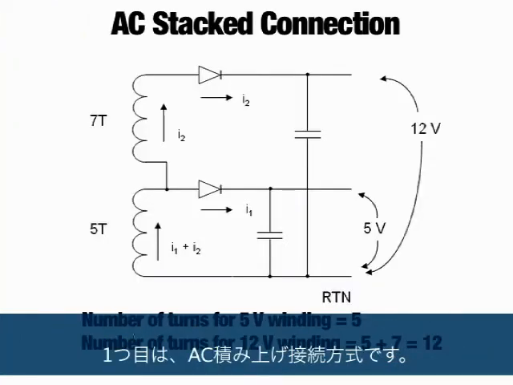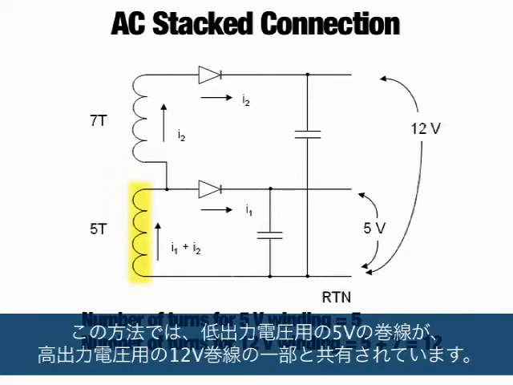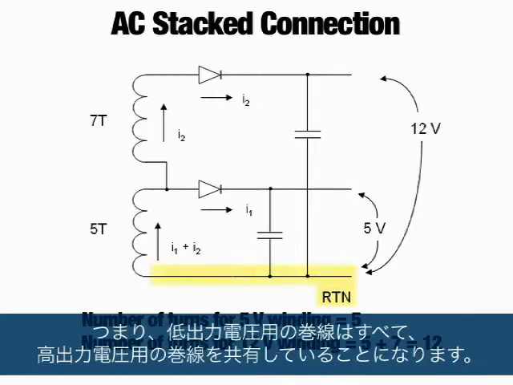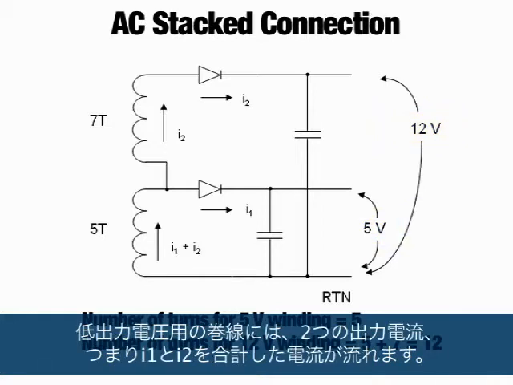The first is the AC stacked connection. Here, part of the turns of the higher voltage winding, the 12 volt winding, are shared with the lower voltage winding, the 5 volt winding. Both the outputs have the same return path. Thus, the lower voltage output shares all of its turns with the higher voltage output. The lower voltage winding will carry the sum of currents I1 and I2 from both the outputs.